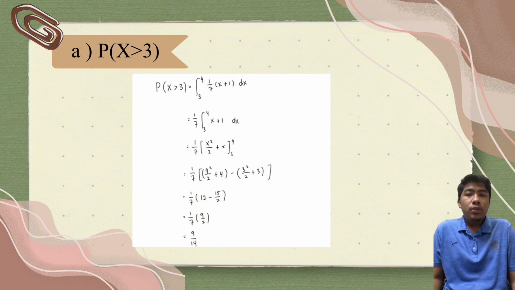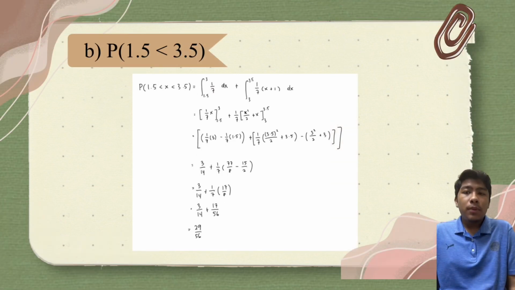So for question A, we get 9 over 14. For question B, we have to find the probability 1.5 less than x less than 3.5. So for the first step, integral from 1.5 to 3 of 1 over 7 dx plus integral from 3 to 3.5 of 1 over 7 times x plus 1 dx.